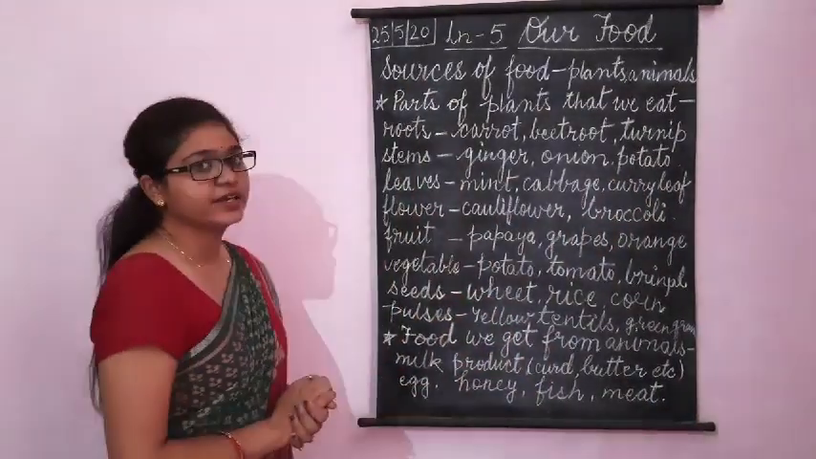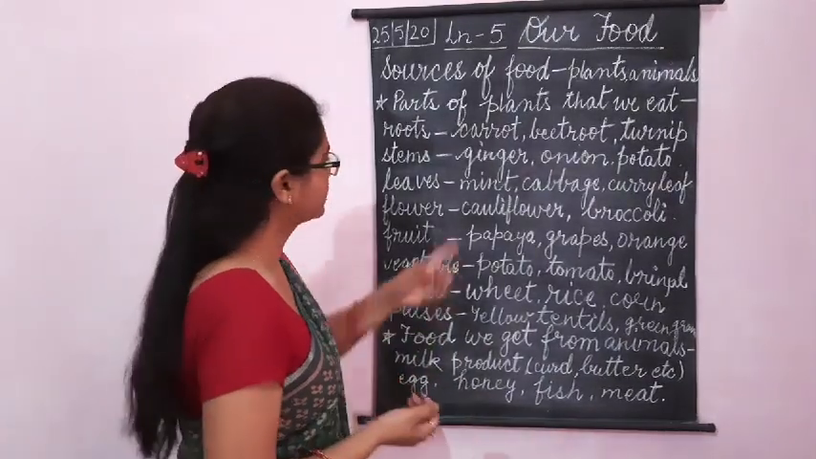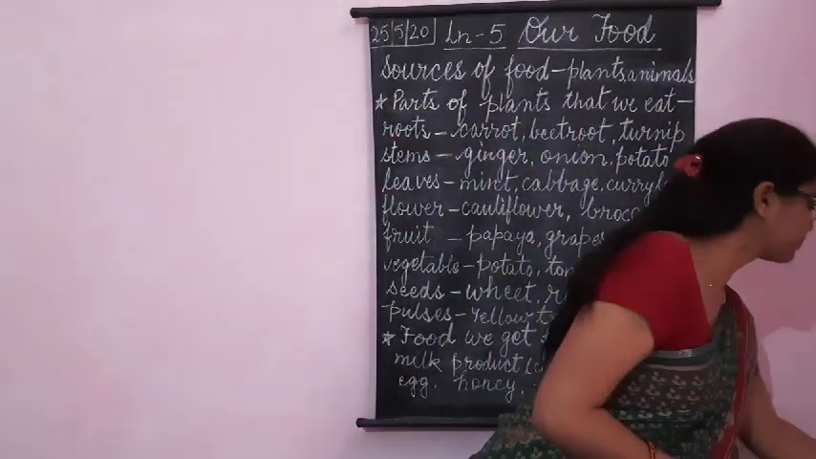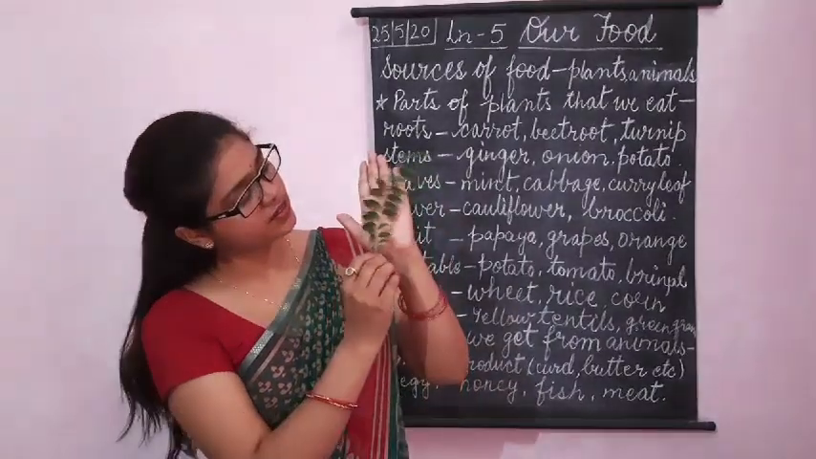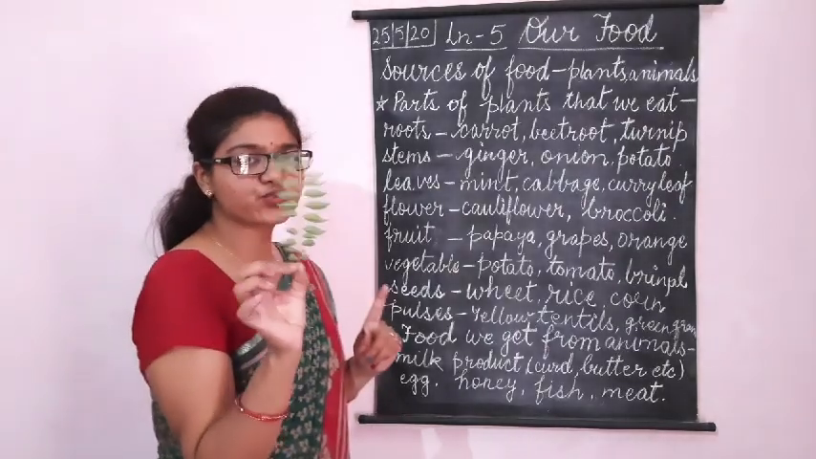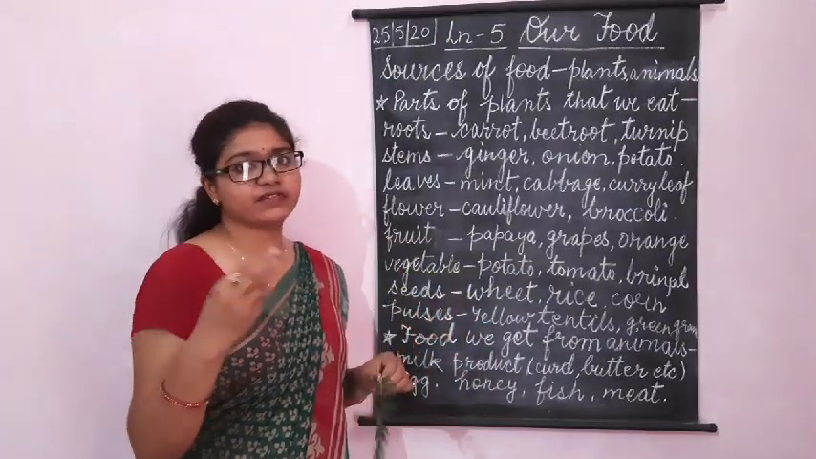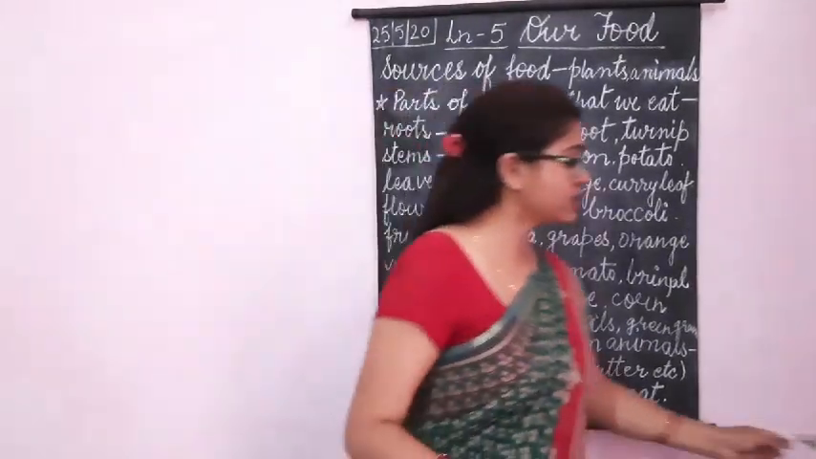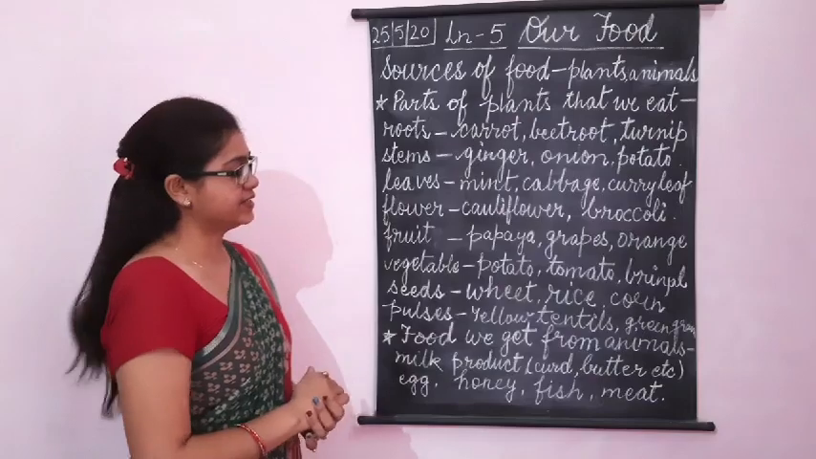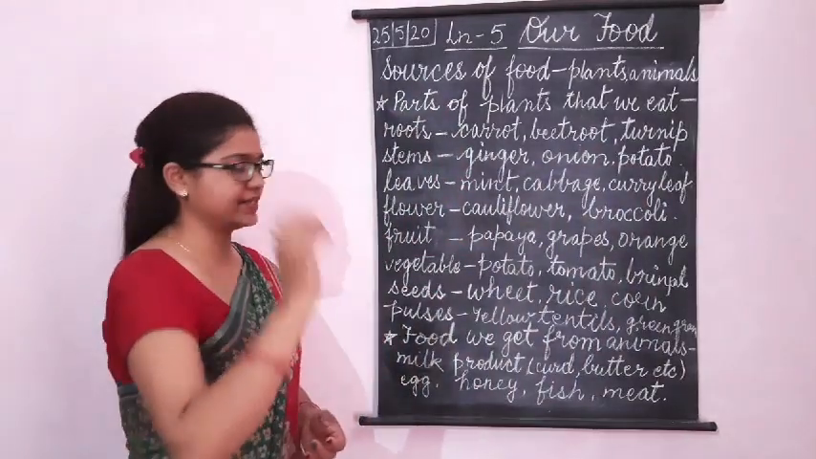Third one, leaves. You know leaves already. So many leaves are there which we used to eat. Mint, cabbage, curry leaf. I have one example, curry leaf. You can see this. We fry some pulses, and we can put these curry leaves in vegetables also to make the food tasty. So the leaves part also we can eat. In leaves, we get mint, cabbage, curry leaf, etc.